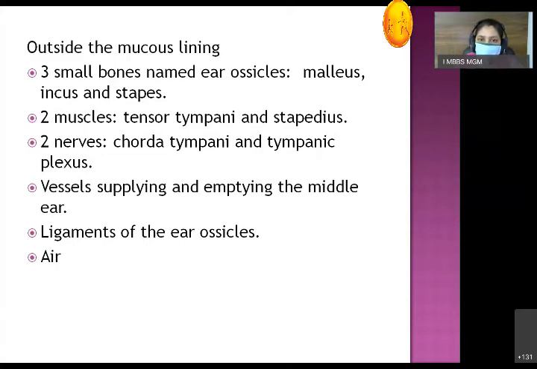I am repeating. There are three ear ossicles on each side: malleus, incus, and stapes. Two muscles, the tensor tympani and stapedius, and two nerves, the chorda tympani and tympanic plexus. Vessels supplying the middle ear cavity, and ligaments of the ear ossicles.